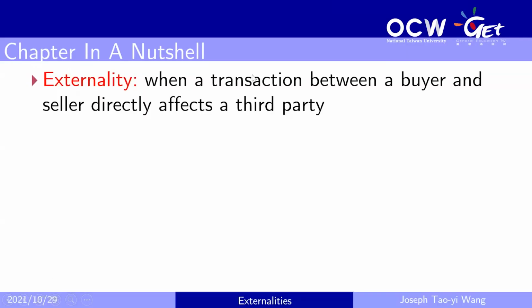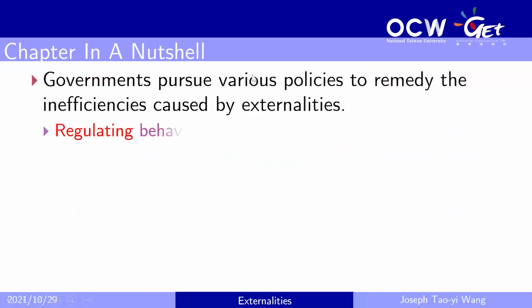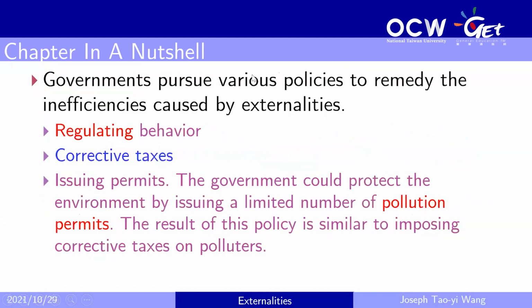So to summarize, we talked about externality in this chapter, with negative externalities like pollution, where the socially optimal quantity is lower than the market outcome. Or there could be positive externalities where the socially optimal quantity is higher than the market quantity. To solve this, we can have regulations, corrective taxes, or tradable pollution permits. These are public policies on this.